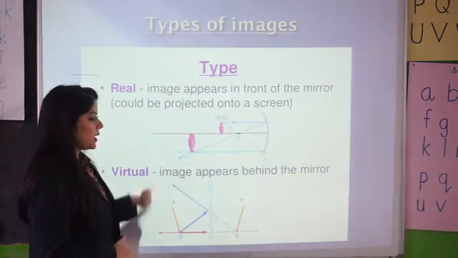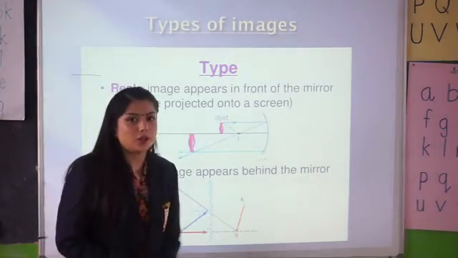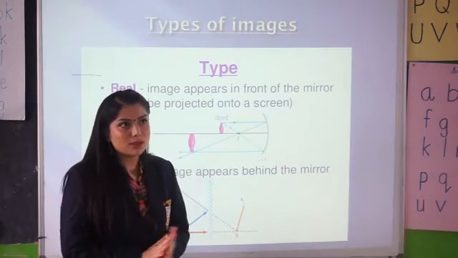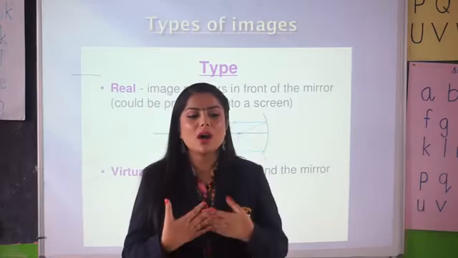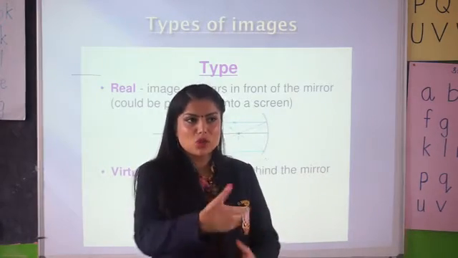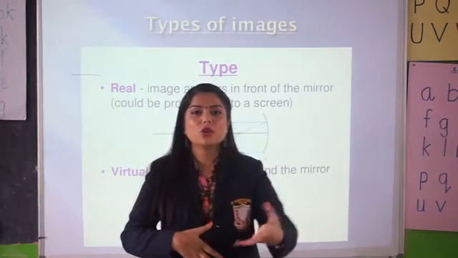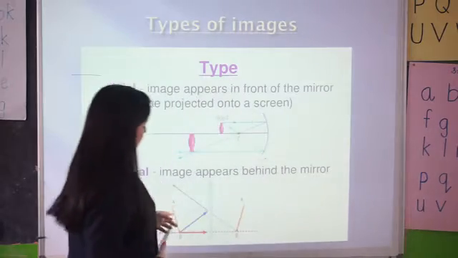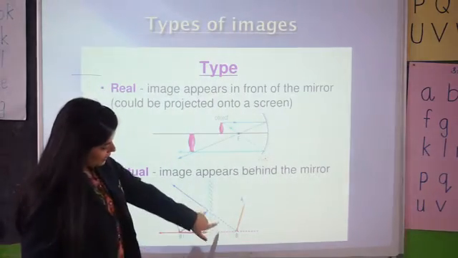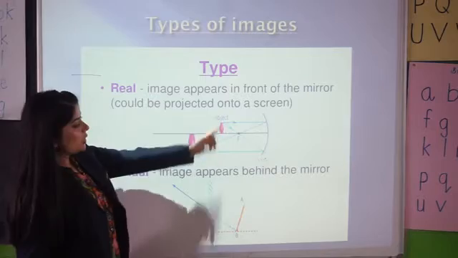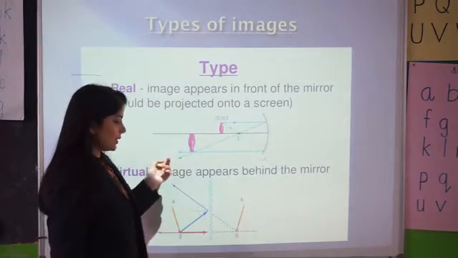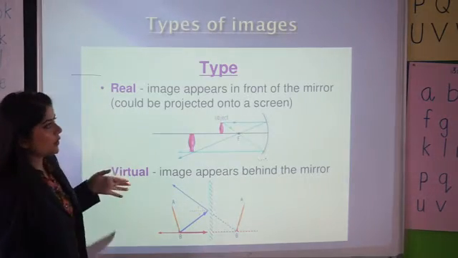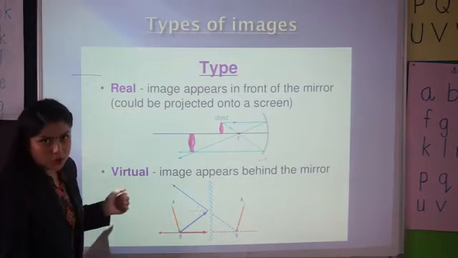Virtual image, it appears behind the mirror. We can see those images, like suppose we stand in front of a mirror and we see our own reflection over there. That image which is there in the mirror is the virtual image. It is formed backward by joining this dotted line over here, whereas real images can be formed by joining the incident ray itself. This is the difference of real and virtual image.